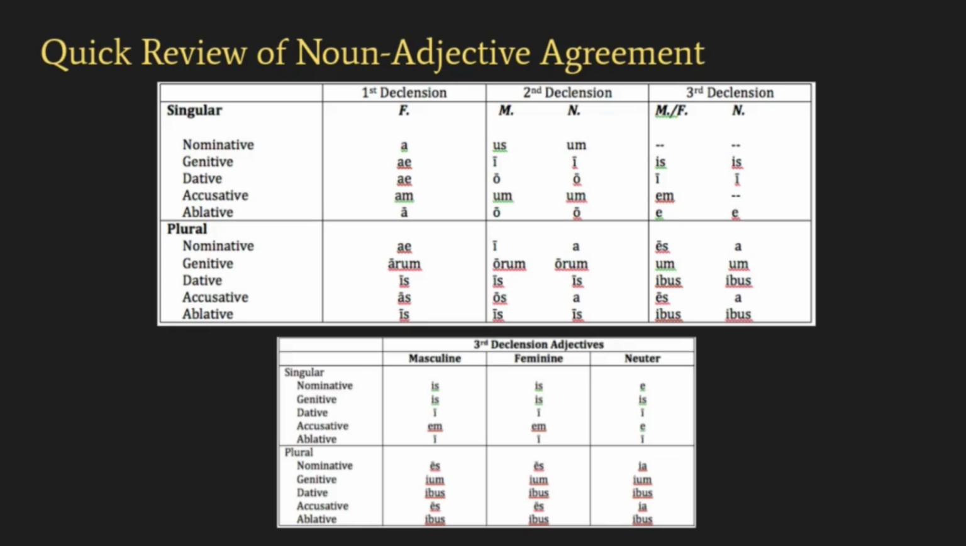But then the plural, you have es, um, ibus, es, ibus. So it's pretty close. It's not exactly the same. You'll notice in genitive plural for adjectives, it's ium instead of just um, but it's pretty close. And this is why we call this new group of adjectives third declension adjectives.